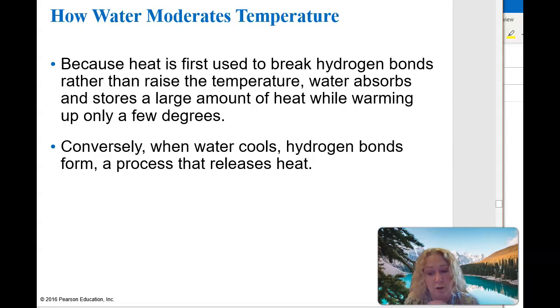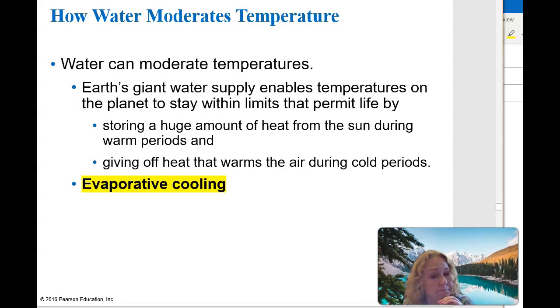It absorbs the heat. When water cools, hydrogen bonds form, and that process actually releases heat. That's important. When water cools, hydrogen bonds form, and that releases heat. Why do we care about that? How does that relate to our lives? It's called evaporative cooling.